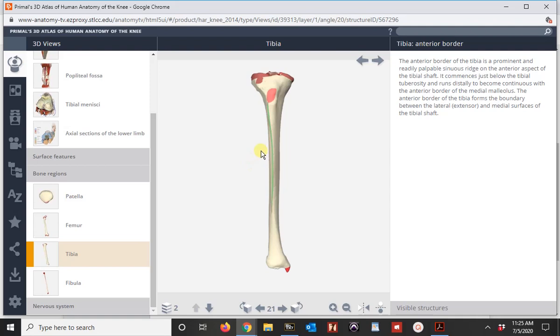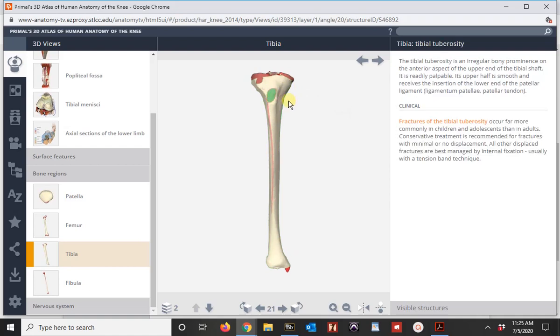Just that little green line, anterior border, right up here is what I was talking about, the tibial tuberosity. Now up here you can see that there's the condyles.